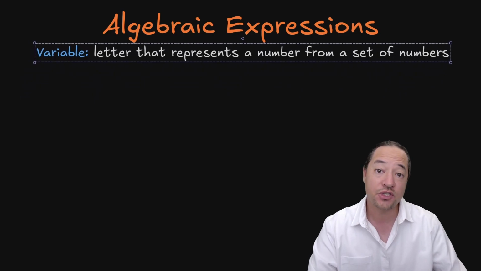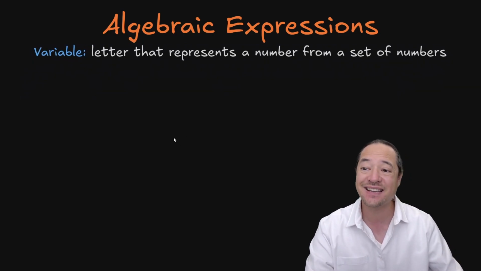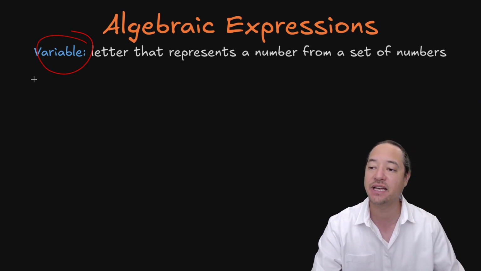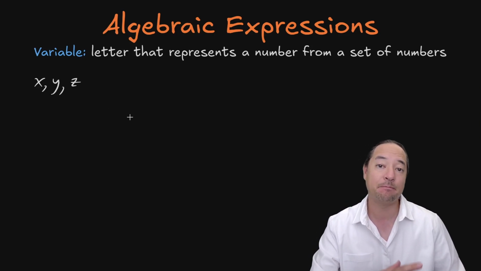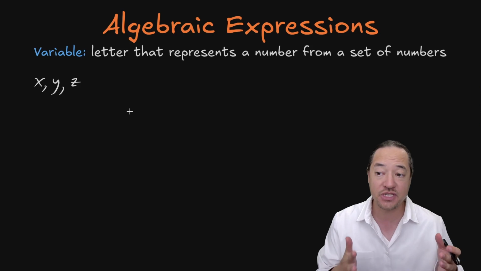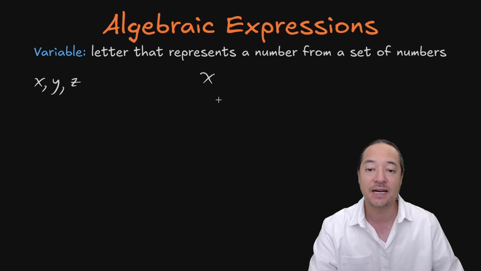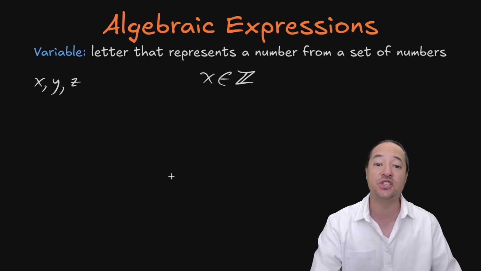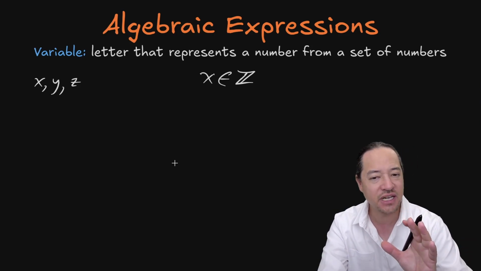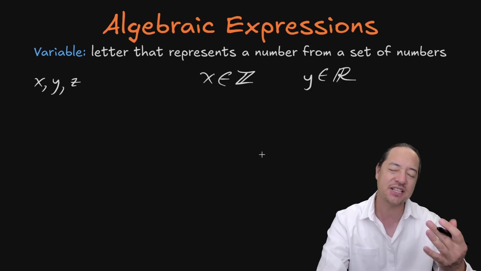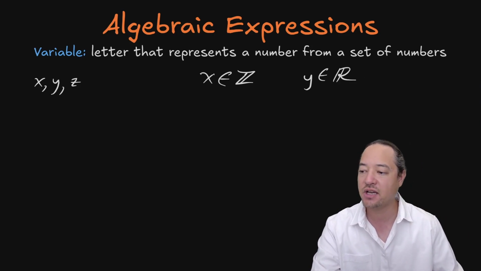When you create an algebraic expression, you're going to have some kind of variable, right? And a variable is just going to be some kind of letter like X or Y or Z. And this just represents a number from a set of numbers that you can put in place of this variable, right? So for example, you might say that X is going to be some kind of integer, an element of the set of integers. That's a very common way to do it. Or maybe you'll say that Y is going to be a real number, right? That's also very common for us. All right, so that's the idea with the variables.